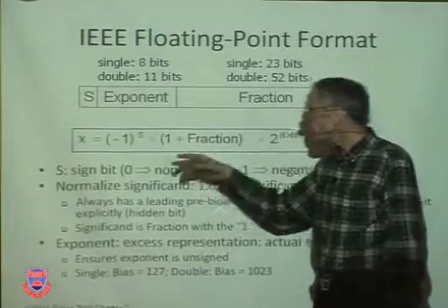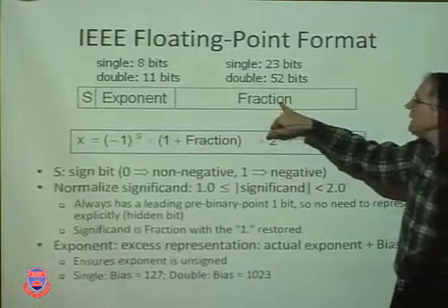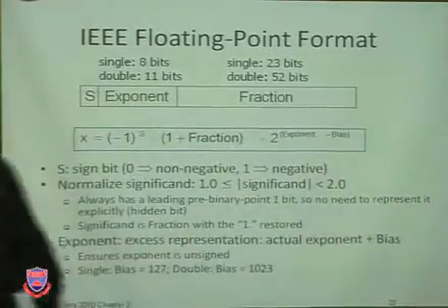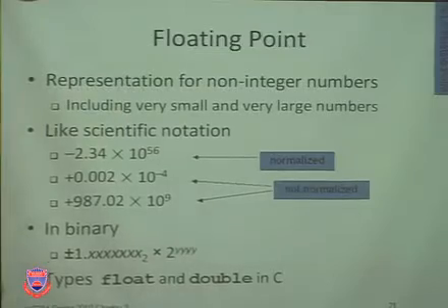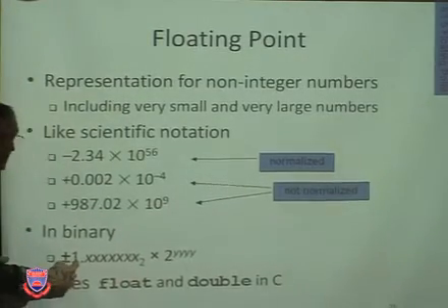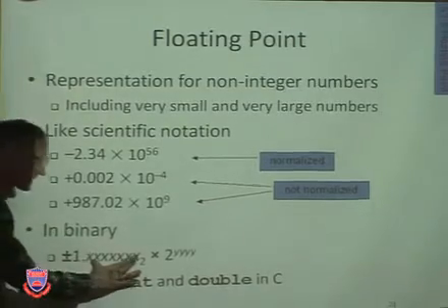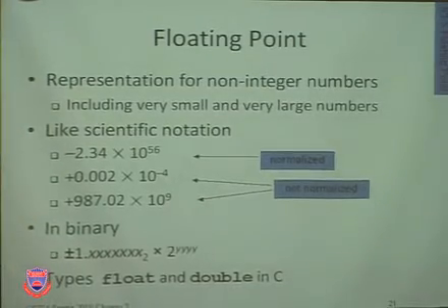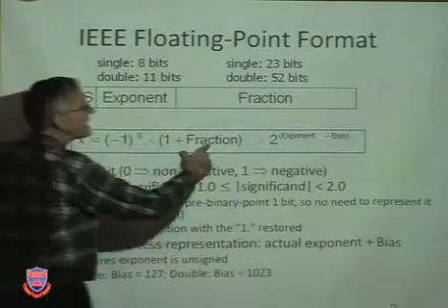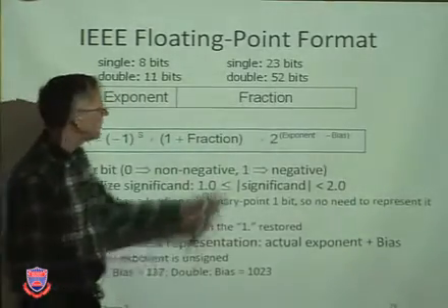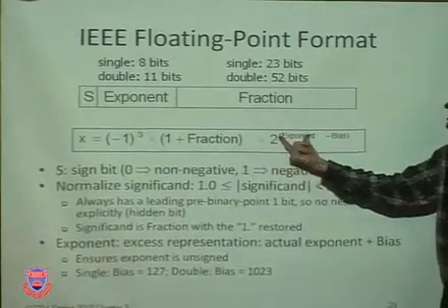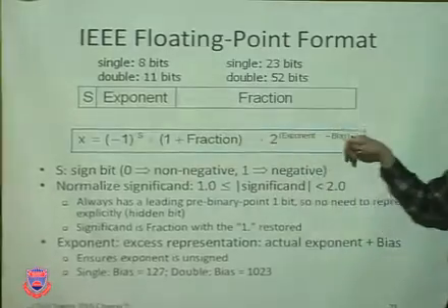Let's continue. The fraction is only going to be the part which is added to 1. It doesn't include the 1. And that's because all fractions begin with 1 and then the binary point. So we only need to store the part that can change. This can't change. So we don't store that, but obviously 1 plus that is the value of the number. So that's what it says here. 1 plus the fraction raised to what power? The answer is 2 to the exponent, that's right here, minus the bias.